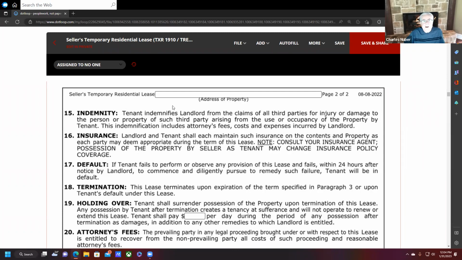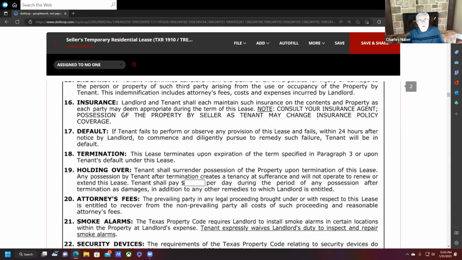Indemnity: tenant indemnifies landlord from claims of third parties or injury for damage to the person or property of such third party arising from such use or occupancy of the property by the tenant. This indemnification includes attorney's fees, costs, expenses incurred by a landlord. Insurance, this is where we talk about making sure they have the right insurance. Consult your insurance agent. Possession of the property by seller as tenant may change insurance policy coverage.